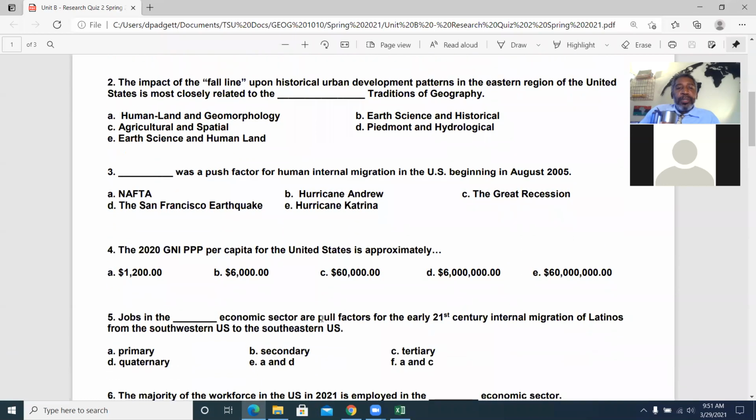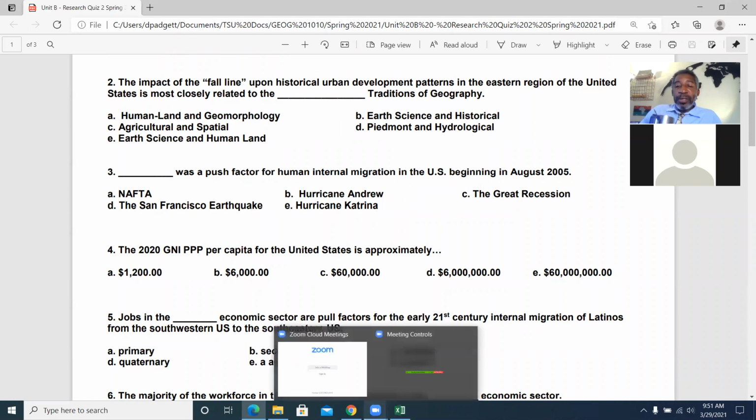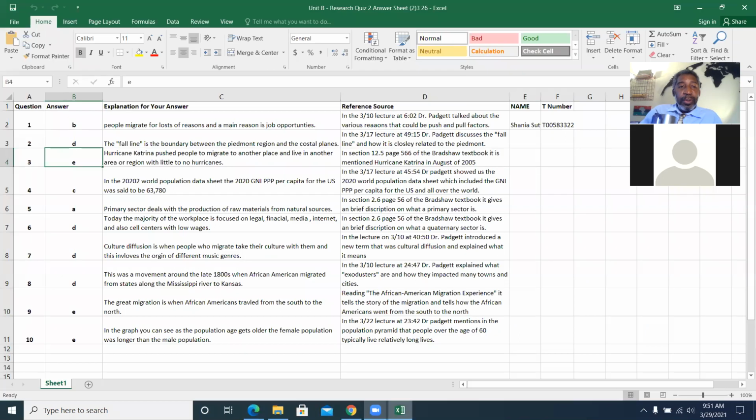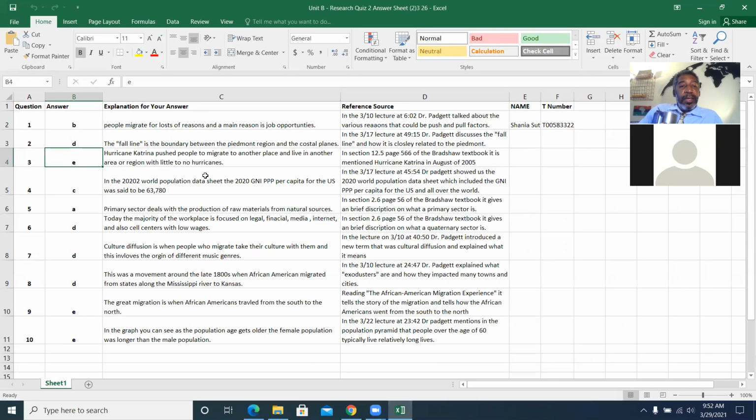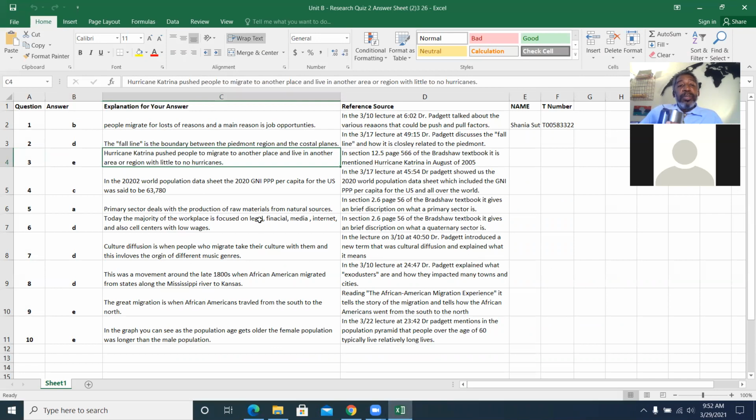Number 3, blank was a push factor for human internal migration in the U.S. beginning in August 2005. Can't believe that's been almost 16 years ago, Hurricane Katrina. So Sutton answered E, Hurricane Katrina. Okay, so she got that right. Next, Hurricane Katrina pushed people to migrate to another place, live in another region. So good explanation.